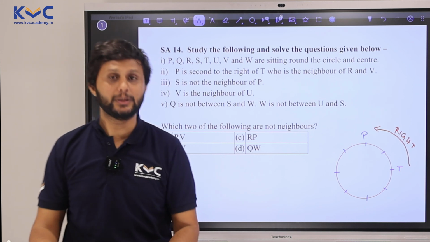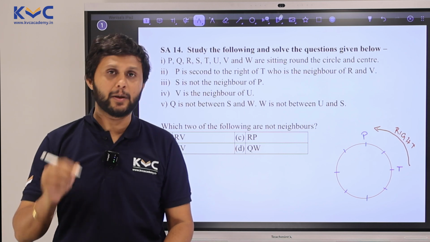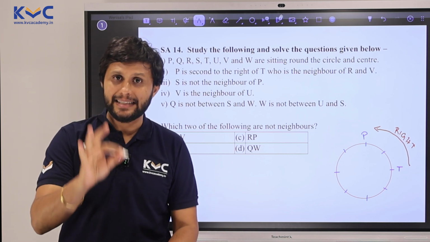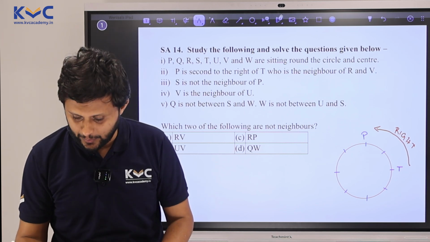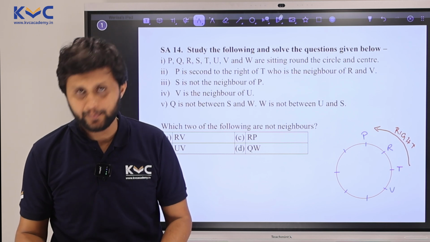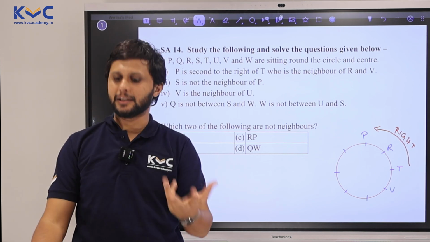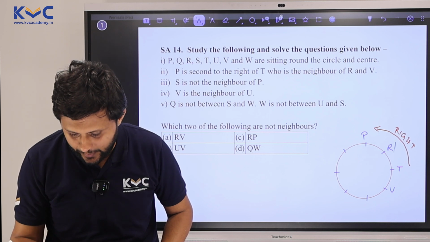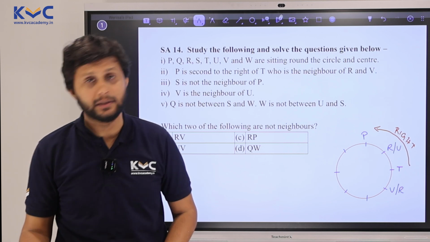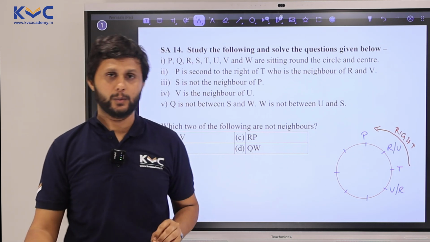P is second to the right of T. Who is the neighbor of R and V? T is the neighbor of R and V. So I can put R over here and V over here. You may think I can put it the other way around also. Yes, I can put V over here and R over here. As of now, it's not clear to me.